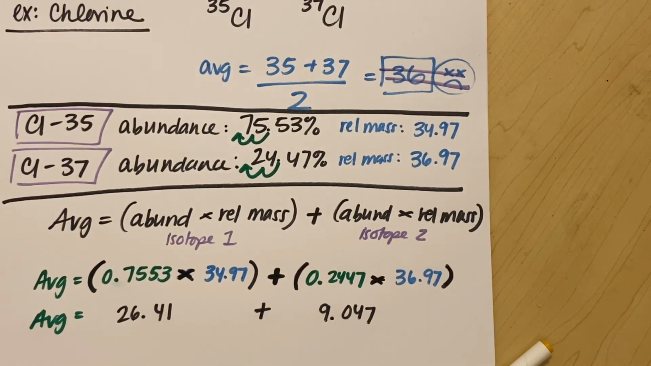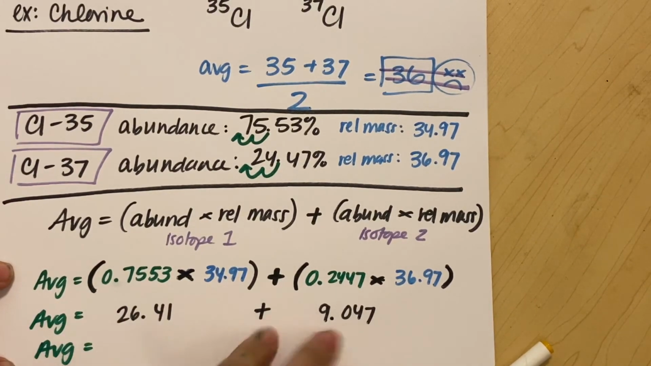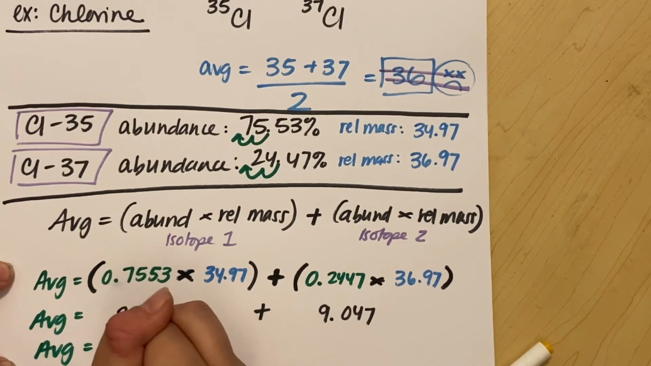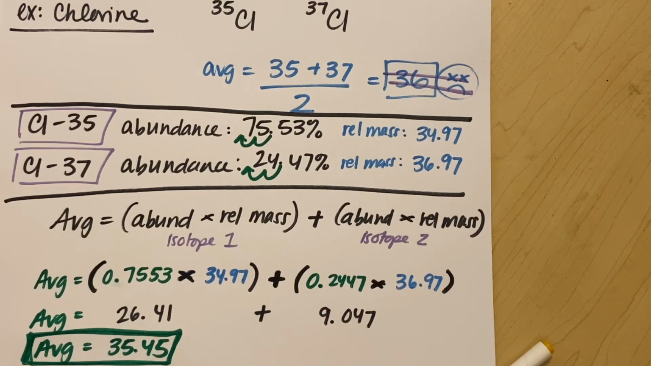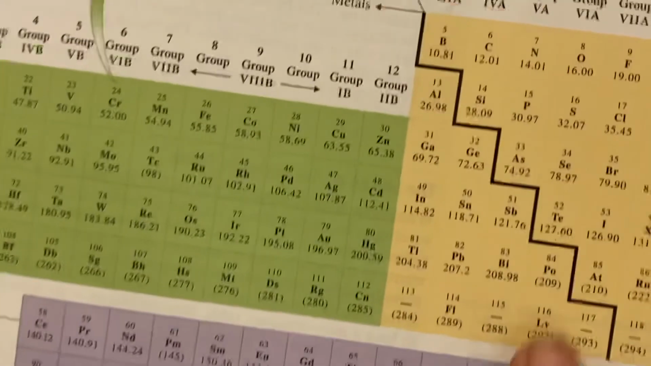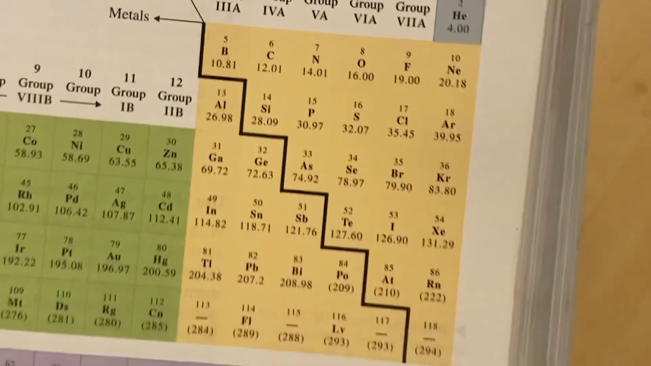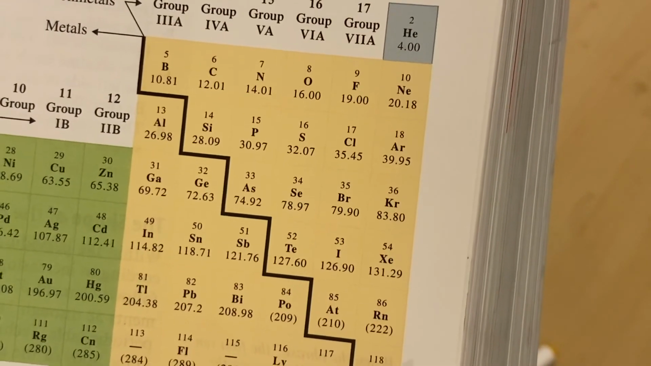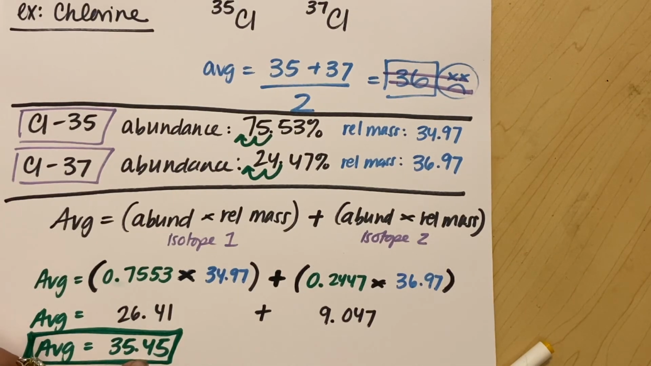And if we add them together, you get your total average of 35.45. And if you look at your periodic table, there it is. For chlorine, it is in fact 35.45 for the average atomic mass. So it's more complex than just averaging your 2 isotopes, unfortunately, but at least now you know how to do it. And now you know why there are decimal points on your average atomic masses on your periodic table.